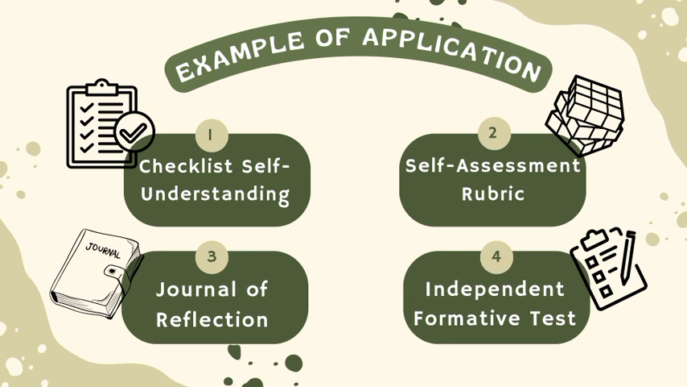And there are 4 examples of application of self-assessment. 1 is a checklist of self-understanding. Students answer questions like, do I understand this concept well? 2 is self-assessment rubric. Students assess their texts based on a predetermined scale. 3 is journal of reflection. Students write about the things they have learned and the challenges encountered. And 4 is independent formative test. Students work on practice questions and assess their own result.